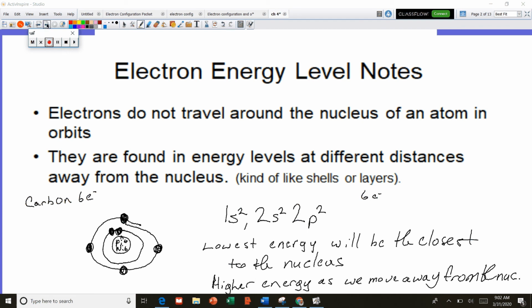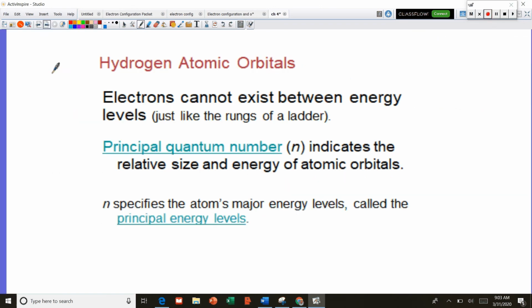All right. So let's go ahead and start looking at some of the shapes and some of the things like that so that we can kind of get into this. All right. So just kind of continuing on, electrons cannot exist in between energy levels, so they have to be at certain energy levels. We call those energy levels principal quantum numbers. All right. And it indicates the size. So N indicates the relative size and energy of the orbitals. N specifies the atom's major energy levels, called the principal energy level.